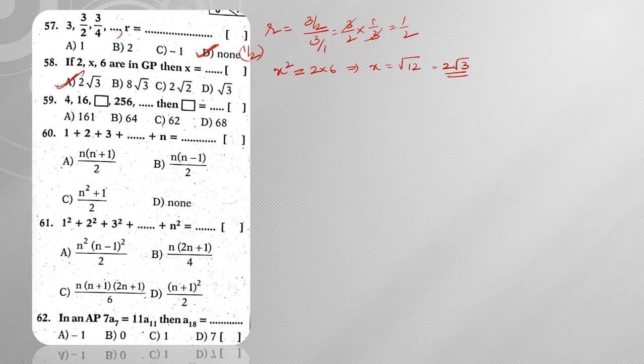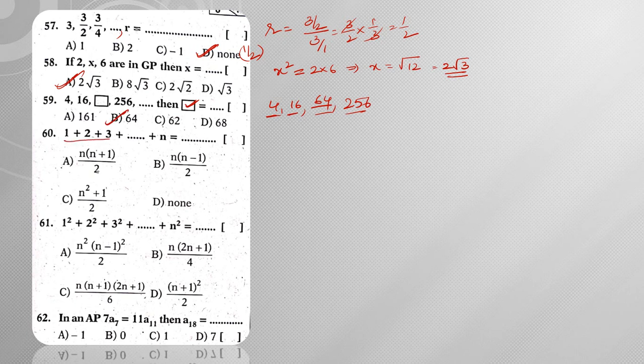Next, 4 comma 16 comma blank and so on 256. Then what should be there in the place of this empty box? So first of all 4, 16, dash, 256. If you observe this, 4 4s are 16. Next, 16 4s are 64. 64 4s are 256. Right? Then the answer will be 64.